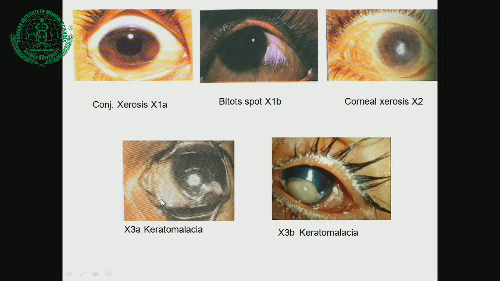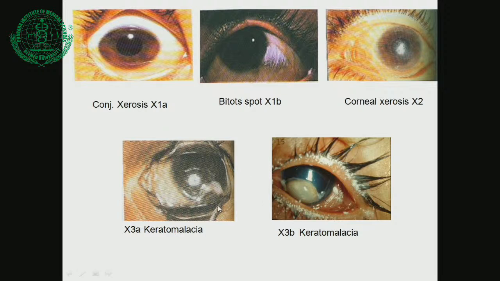Afterwards, when the deficiency is still there, the child goes into a third stage, that is X3A, where there is keratomalacia, the liquefaction of the cornea, and there is central perforation of the cornea, but it involves less than 1/3 of the cornea. If the perforation is in less than 1/3, then it is called X3A. But if the perforation is more than 1/3, the lens has almost come out of the corneal perforation. So this is X3B.